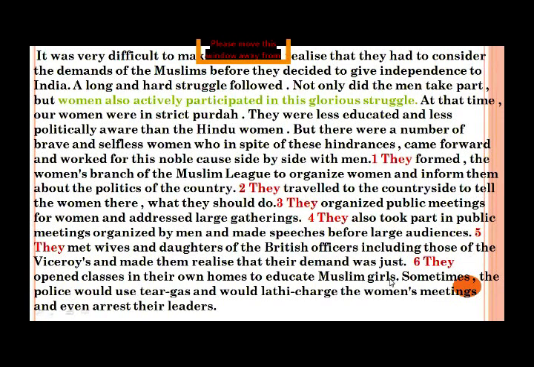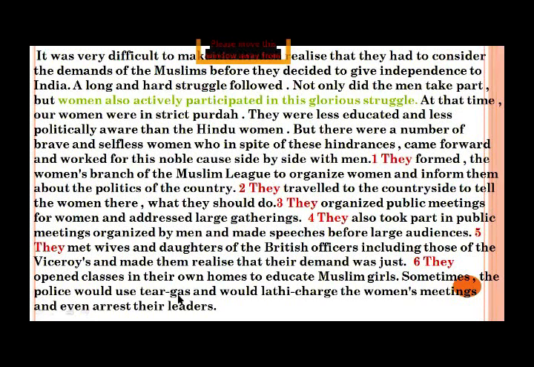Number six, they opened classes in their homes to educate Muslim girls. And as I said, Muslim women or girls were not educated like Hindu women, so they started education for Muslim girls by opening classes at their homes.